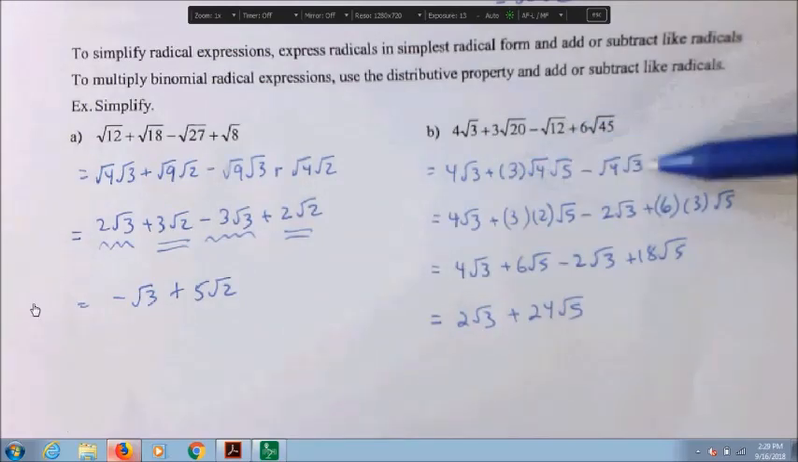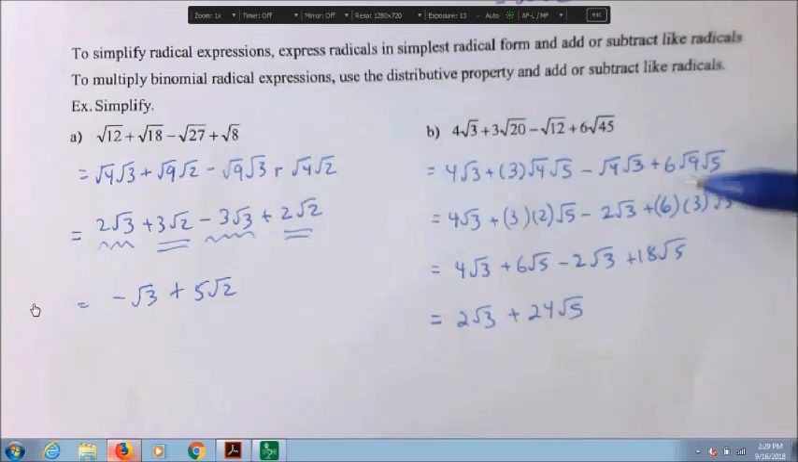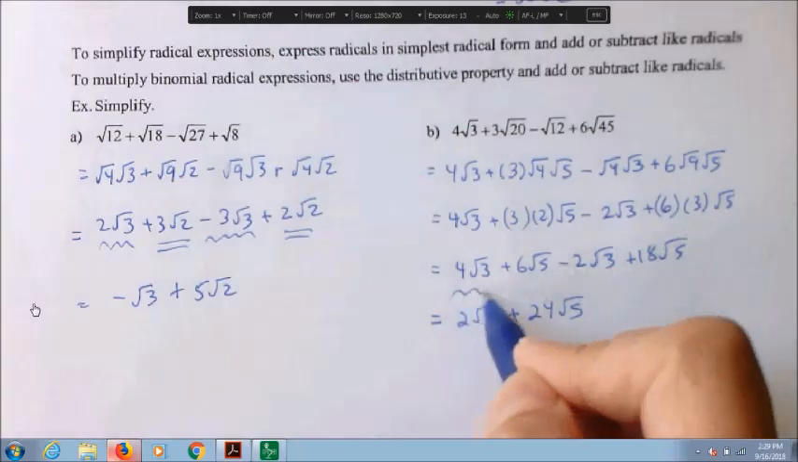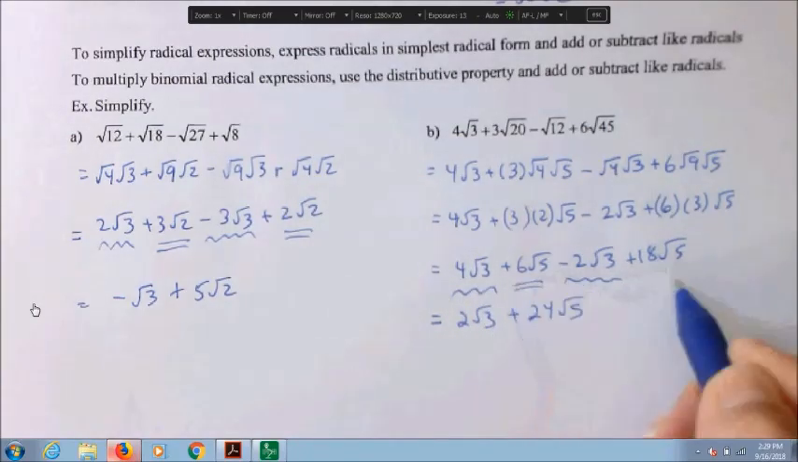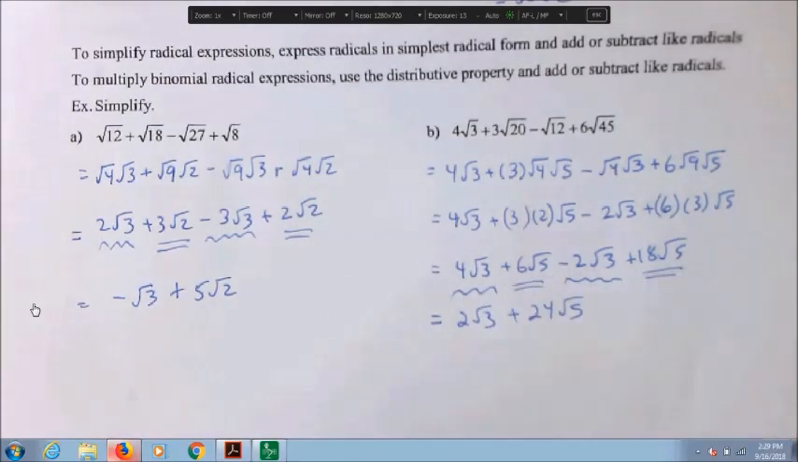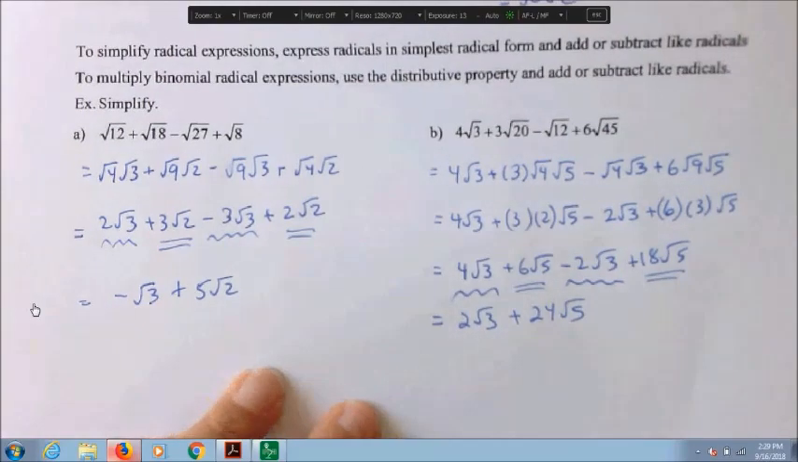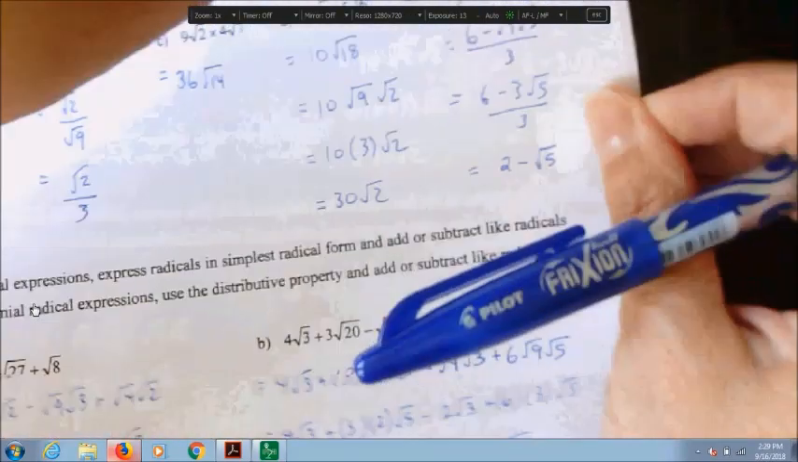Okay, and so what I've done is I've simplified each of these things. You've got to be careful. Sometimes you have to do these multiplications. Then at the end, you're adding like terms with like terms. And that's my final answer. Okay, let's flip to the next page.